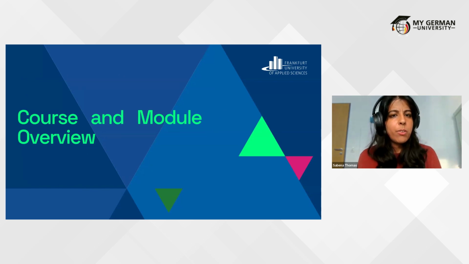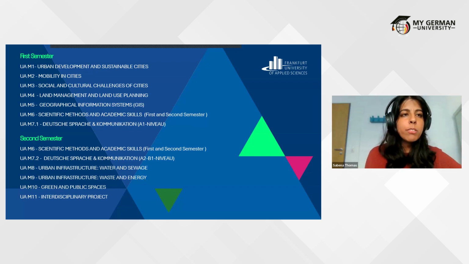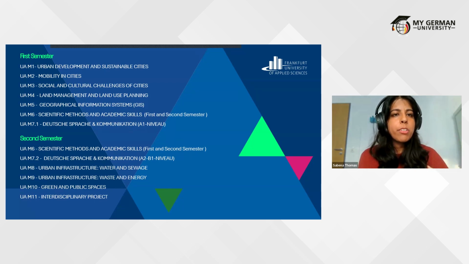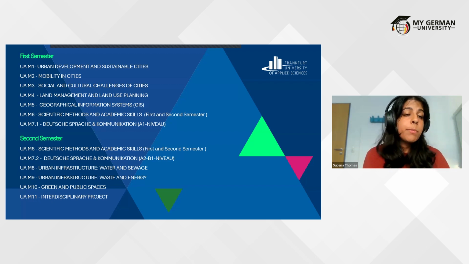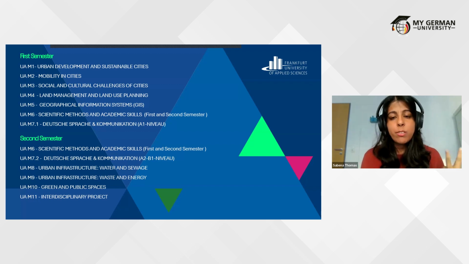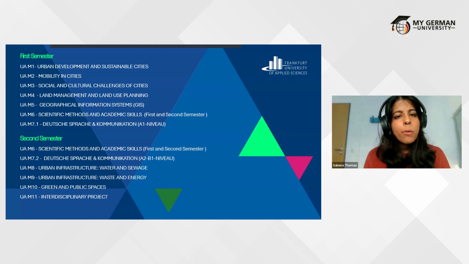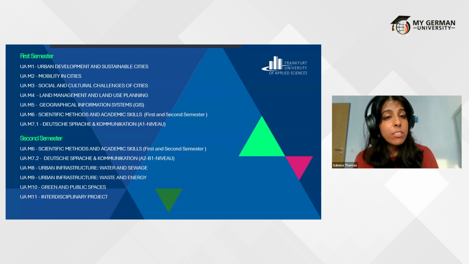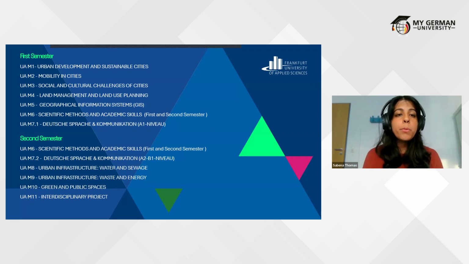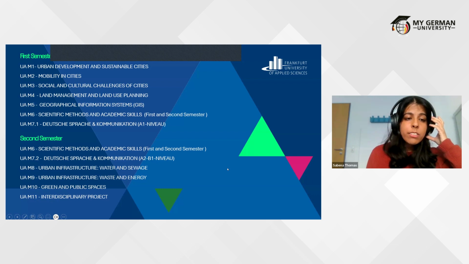Then I'm going to give a little bit about the course and module overview. So this is a list of all the courses. It runs for 2 semesters. From the first semester, we cover topics relating to sustainable urban transport options, the cultural and the social perspectives of planning cities, how we manage and plan for land use for these cities. Embedded within the course is an extra German language course, just to give you an extra boost so that you can start your German language learning as well here. And in the second semester, we also have some infrastructure related courses and courses related to green and public spaces.